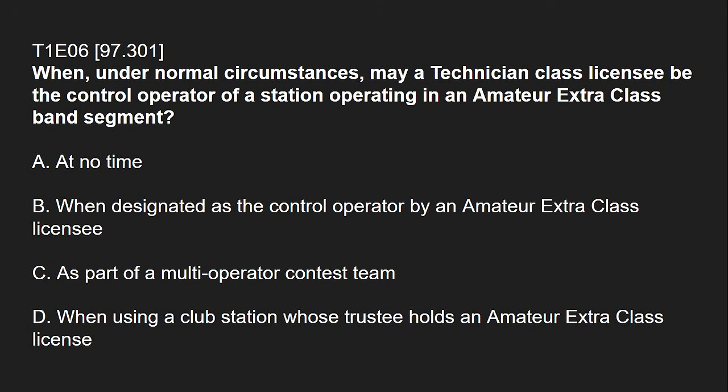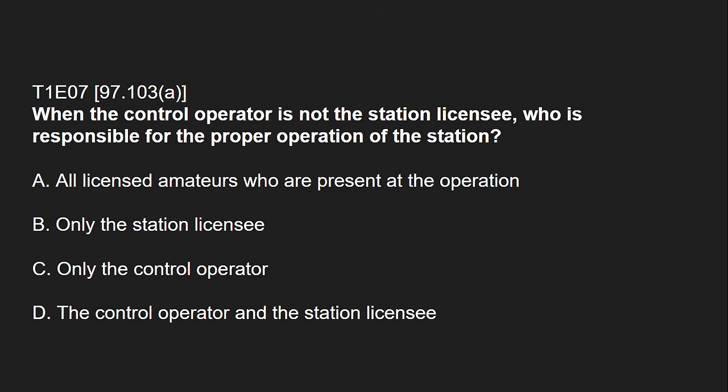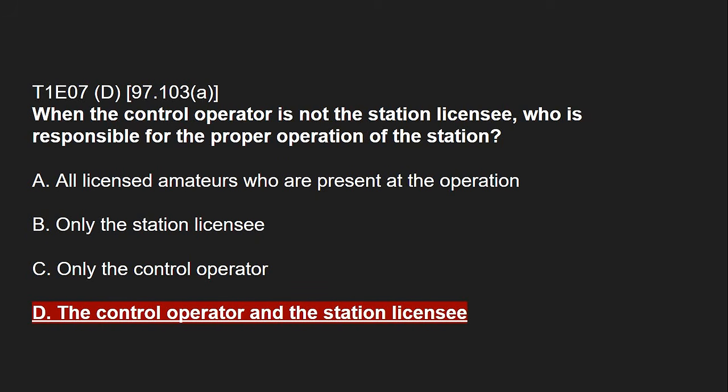T1E06, when under normal circumstances may a technician class licensee be the control operator of a station operating in an amateur extra class band segment? That is at no time. T1E07, when the control operator is not the station licensee, who is responsible for the proper operation of that station? And that is the control operator and the station licensee.